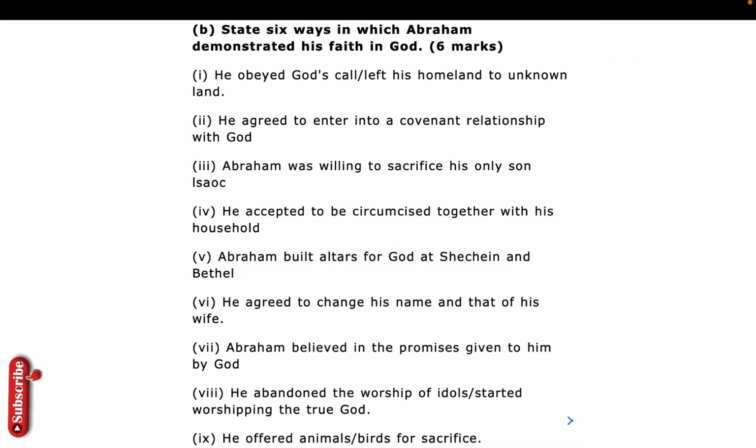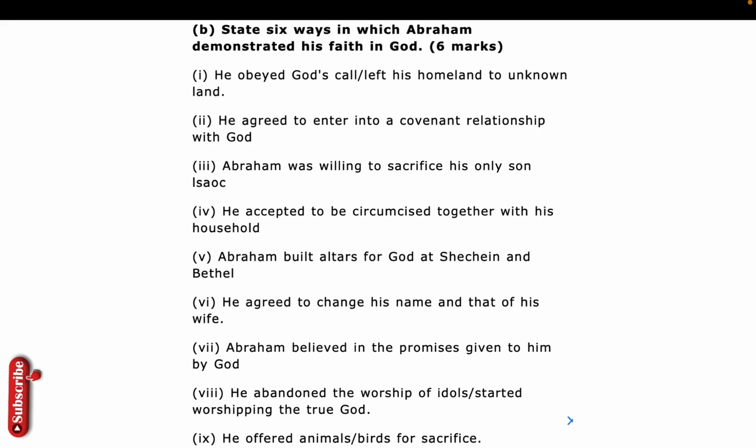Question 2B. State 6 ways in which Abraham demonstrated his faith in God. 6 marks. He obeyed God's call. That is, he left his homeland to a known land. He agreed to enter into a covenant relationship with God. Abraham was willing to sacrifice his only son Isaac. He accepted to be circumcised together with his household.